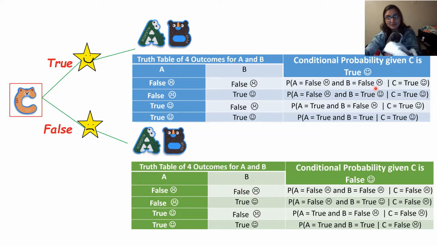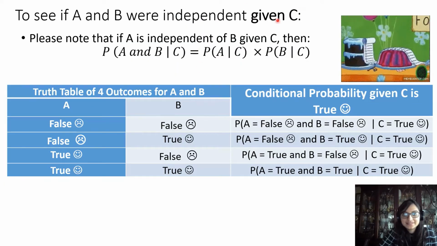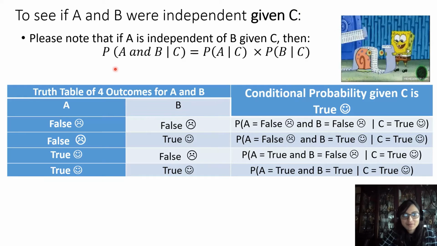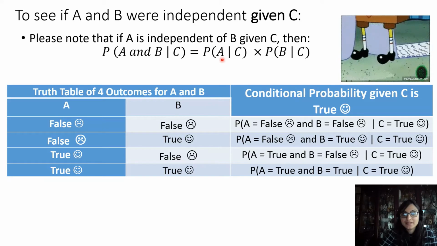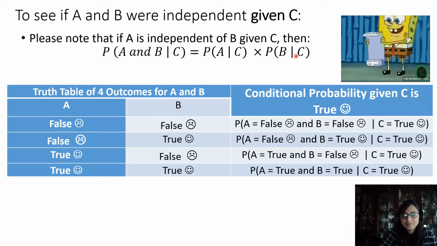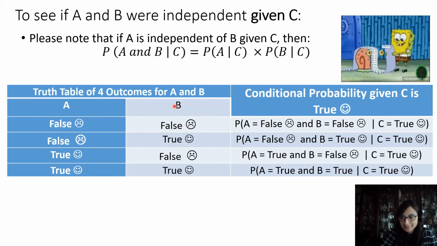So we have these A outcomes. And to see if A and B are independent given C, this is the formula that we use. The probability of A and B given C, is that equal to the probability of A given C multiplied by the probability of B given C for all possible values of A and B.